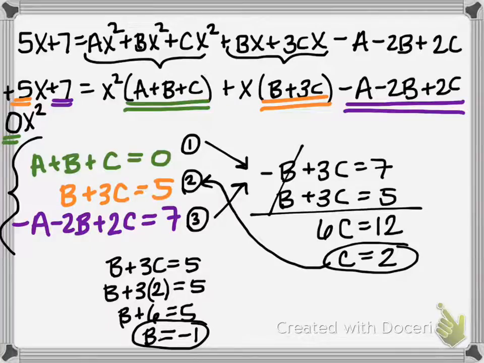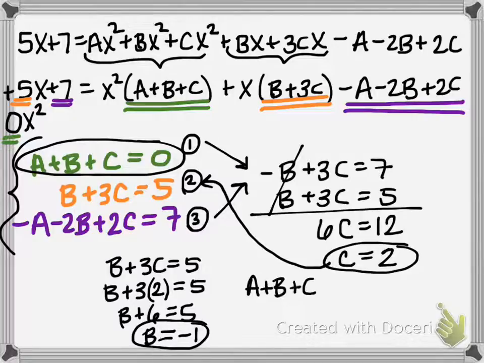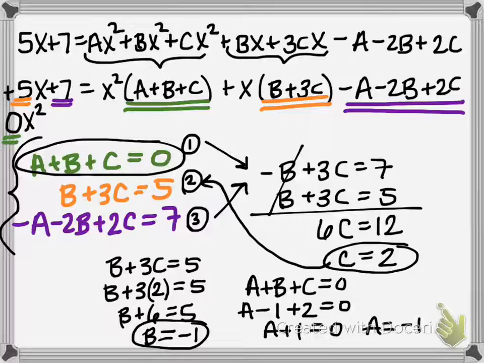Then we take our c and our b value and substitute both of those back into one of the originals. I'll go all the way back to equation 1. Equation 1 was a plus b plus c equals 0. So we have a minus 1 plus 2 equals 0. a plus 1 equals 0, so a is also equal to negative 1. So using elimination, we solved for a, b, and c.